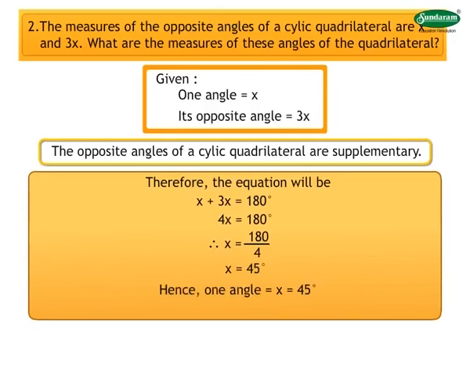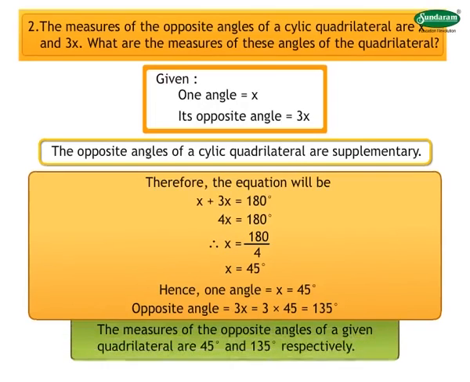Hence, as one angle is x, its measure will be 45 degrees, and the measure of the other angle is 3x, that is 3 into x. Therefore, its measure will be 3 into 45, which is equal to 135 degrees. The measures of the opposite angles of the given quadrilateral are 45 degrees and 135 degrees respectively.